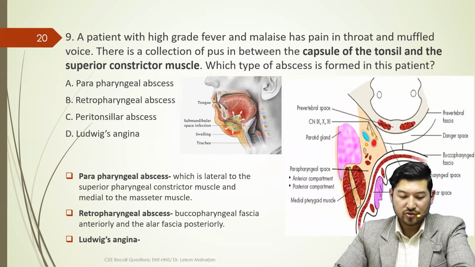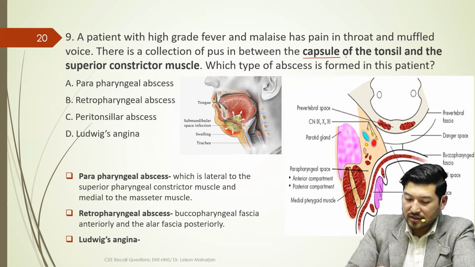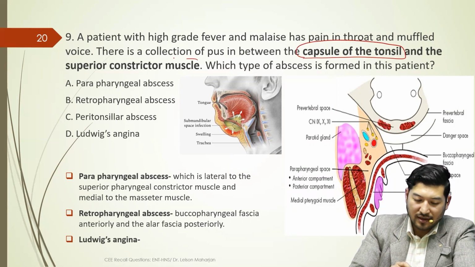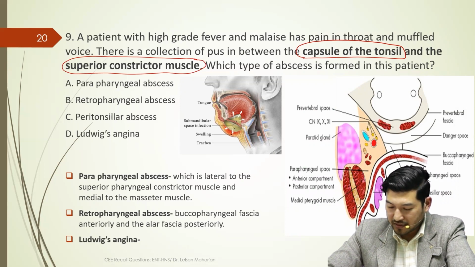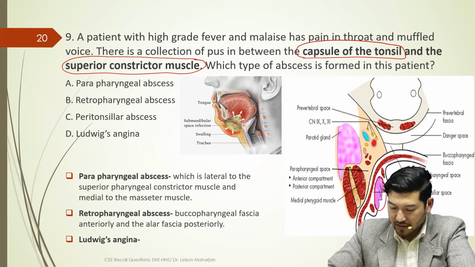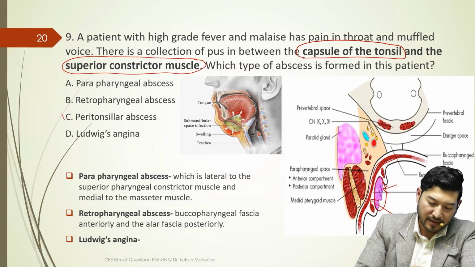Now we can see the anatomy out here. The question says the capsule of the tonsil and the superior constrictor muscle. We can see in the picture here, this is the tonsil, and this is the superior constrictor muscle. The space in between them is called the peritonsillar space, so in this case the abscess is a peritonsillar abscess. This is the answer.